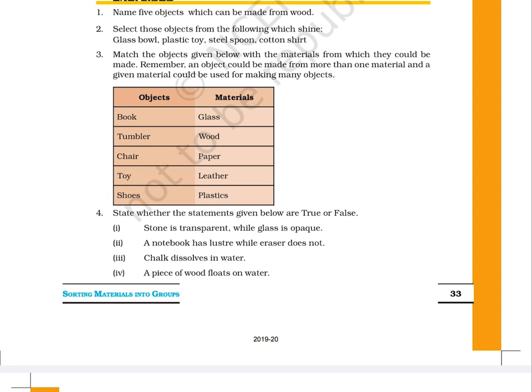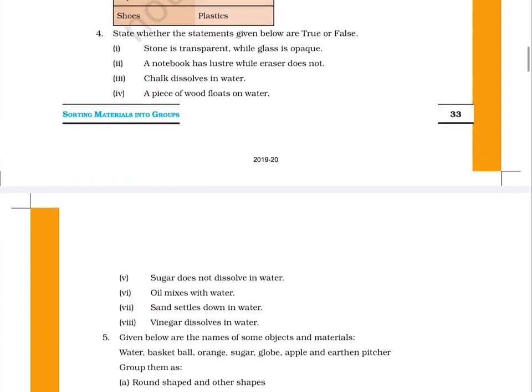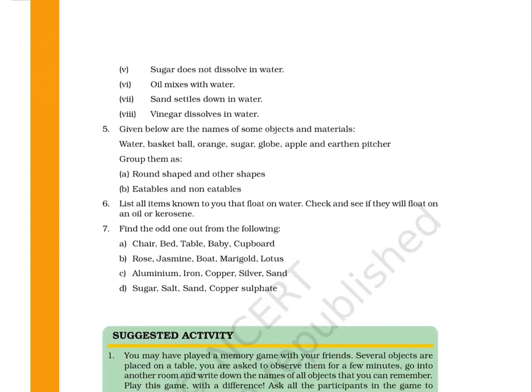4. State whether the statements given below are true or false. 1. Stone is transparent while glass is opaque. 2. A notebook has luster while eraser does not. 3. Chalk dissolves in water. 4. A piece of wood floats on water. Page 34. 5. Sugar does not dissolve in water. 6. Oil mixes with water. 7. Sand settles down in water. 8. Vinegar dissolves in water.